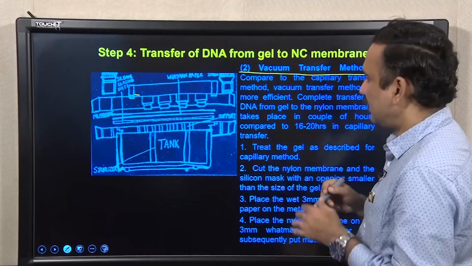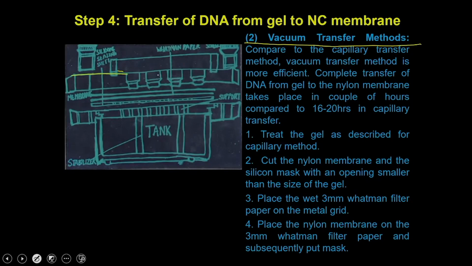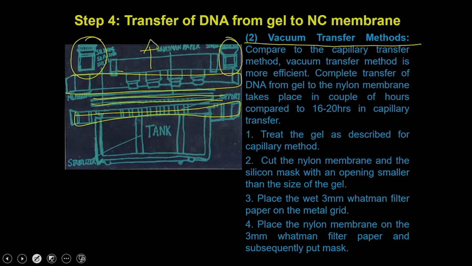So the setup is slightly complicated, where you have the two plates, and in between these two plates you are going to have your agarose gel as well as the nitrocellulose membrane, and then you are going to have the Whatman filter papers, and then you can tie up these two plates with the help of different types of screws, and ultimately you are going to maintain a vacuum, and because of that the water present in this particular tank is going to run towards this side, and the DNA present on the agarose gel is going to be transferred.